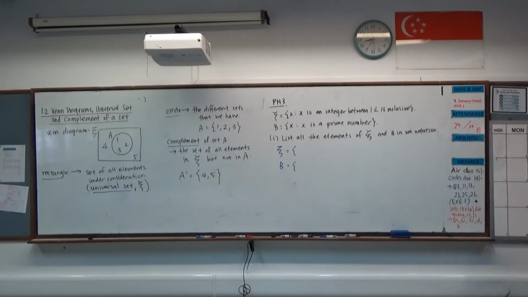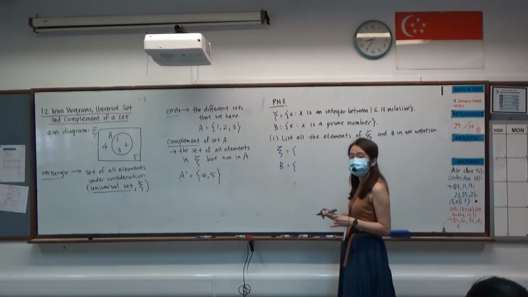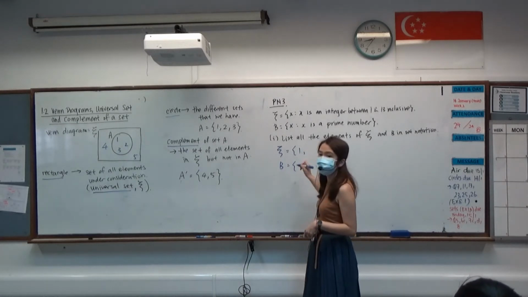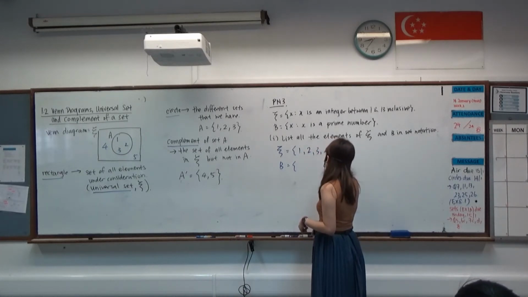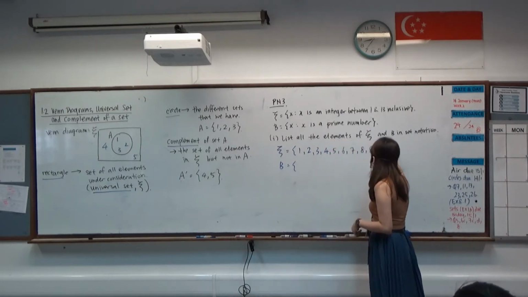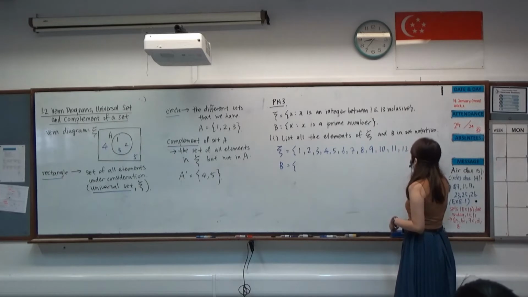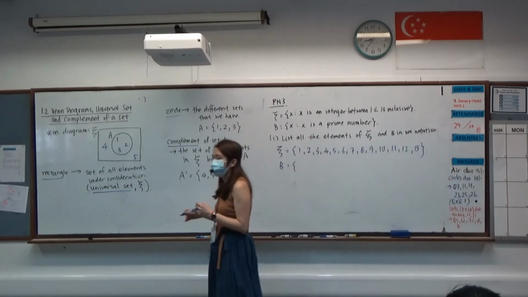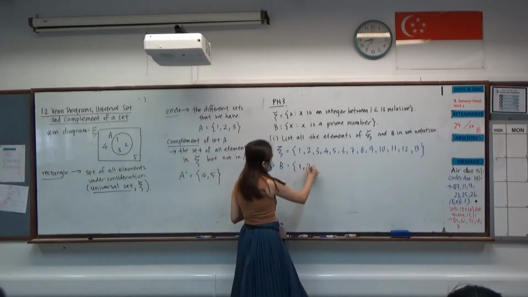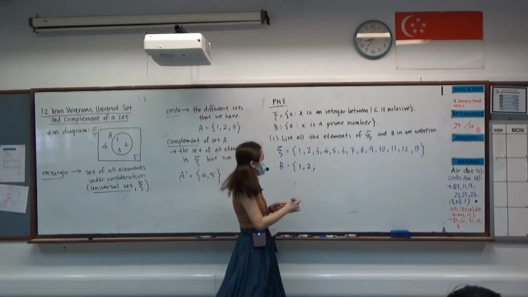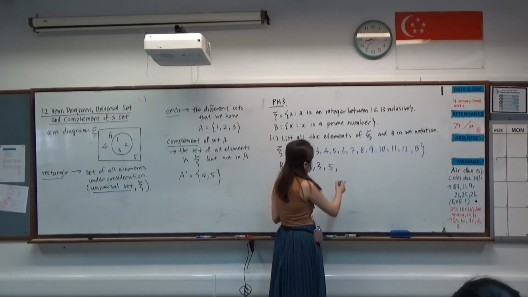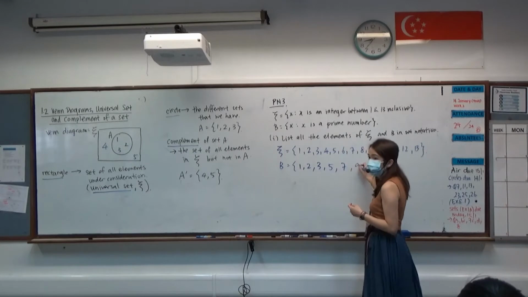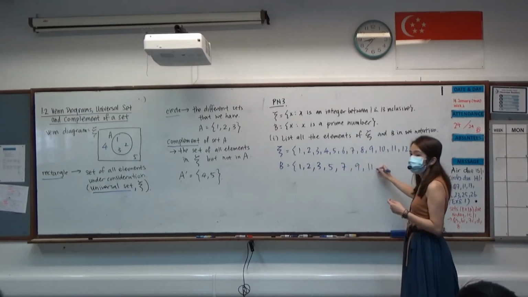So what are the elements inside the universal set? Answer, what do you have? First number? 1, all the way till 13. Then what about in the set B? 1, 2? 1, 2, 3, 4. 7, 9, 11, 13.